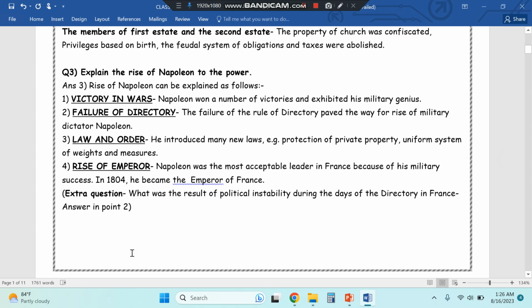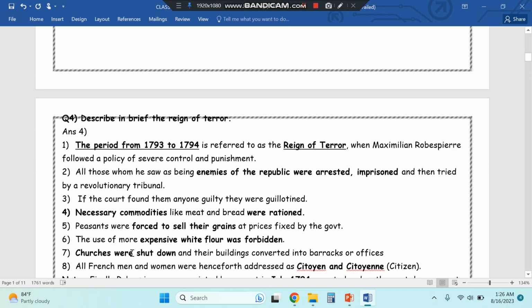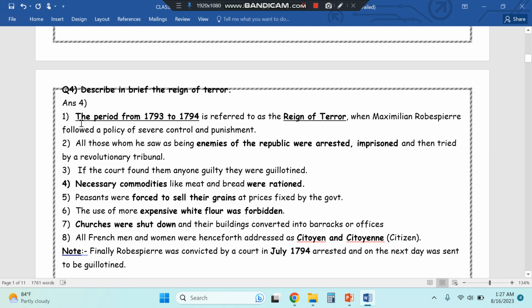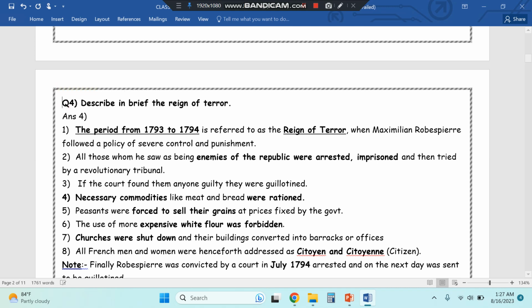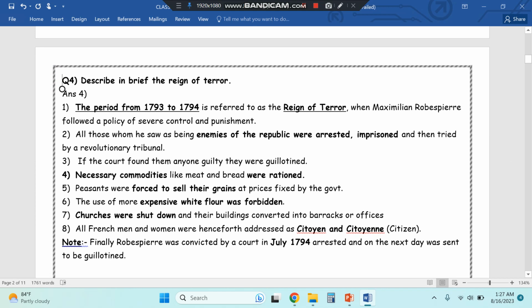The next question, describe in brief the Reign of Terror. This is the time period when Maximilien Robespierre came to power, and this is again also a very important question, often comes as a 5 marker. So what changes were introduced by him? You have to write in this, and then later on he was guillotined also.